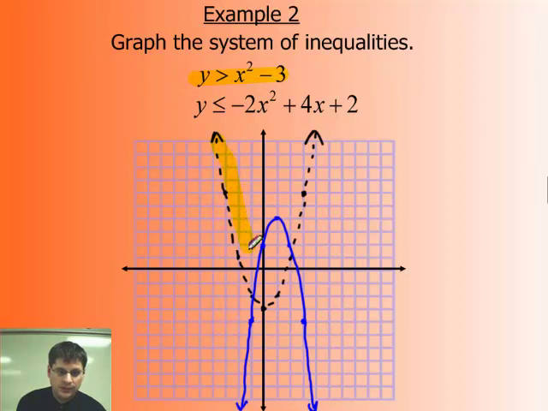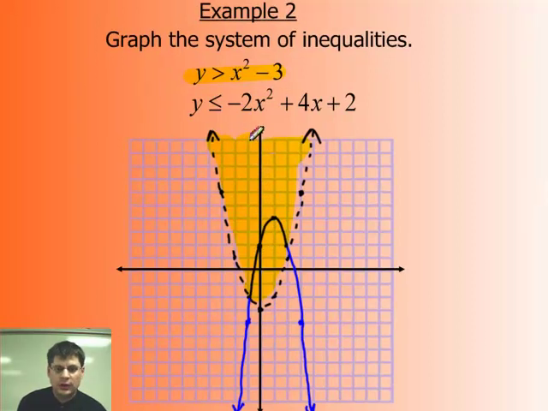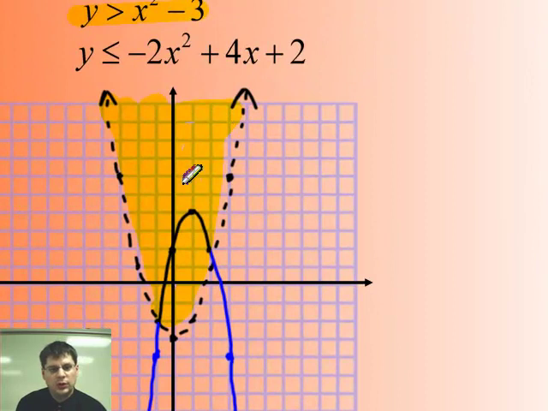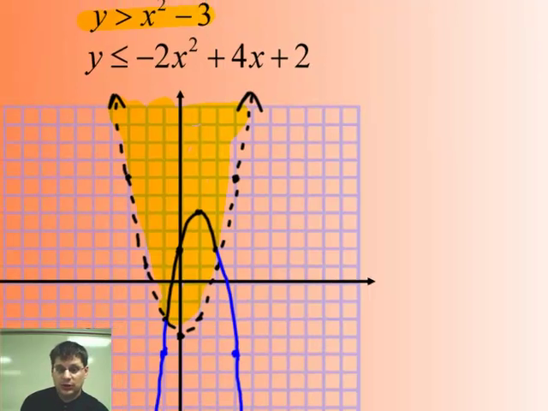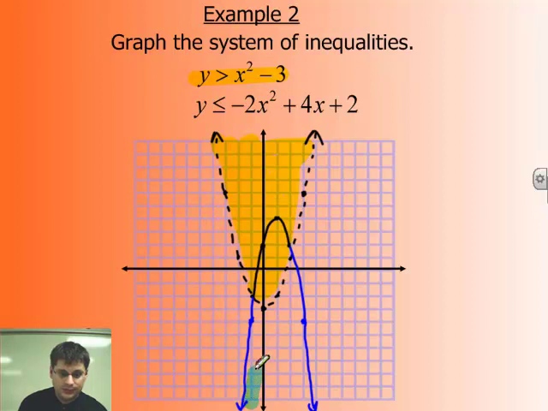So I could shade in everything in here, like so. And the next one, I've made a solid line because it is inclusive. And this one, I'm going to be shading values of y that are less than negative 2x squared plus 4x plus 2. So that's going to be below the curve. So this one will look like this.